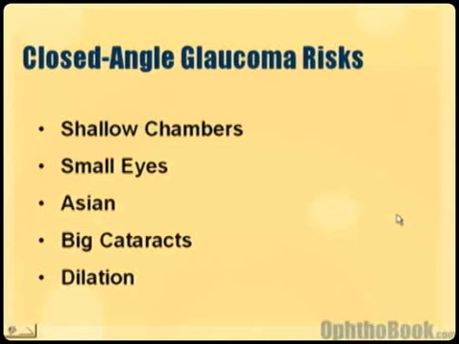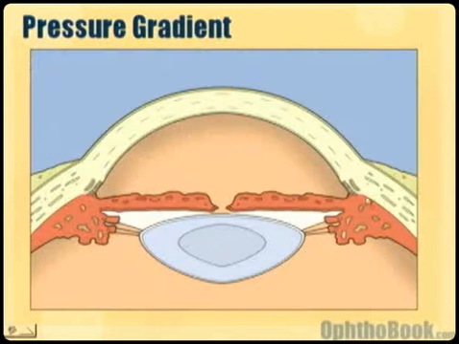Closed angle glaucoma is the other type of glaucoma, and it's much more rare. I haven't seen as many of them, especially in this country, but because it can lead to very bad outcomes if it's not treated properly, it's something that we need to be able to recognize and treat right away. People who are at risk have shallow chambers and small eyes, big cataracts, and dilation, but I'm going to go through these one at a time. It'll make more sense.